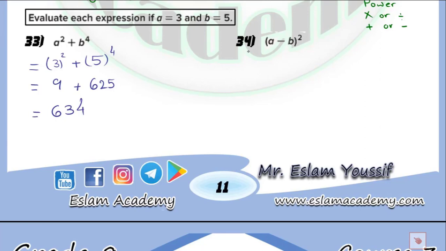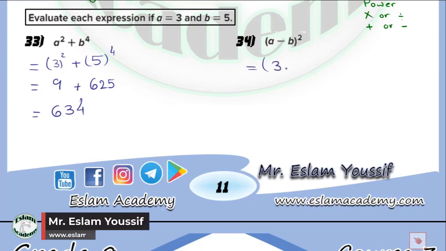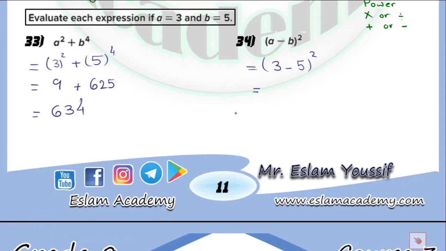In question number 34, we have a minus b all to the power 2. At first, we have a. a is equal to 3, minus b, which equals 5, all to the power 2. So we'll solve the operation inside the brackets. 3 minus 5 equals negative 2, to the power 2. Negative 2 to the power 2, the answer now will be equal to 4. And that's how we can evaluate each expression.